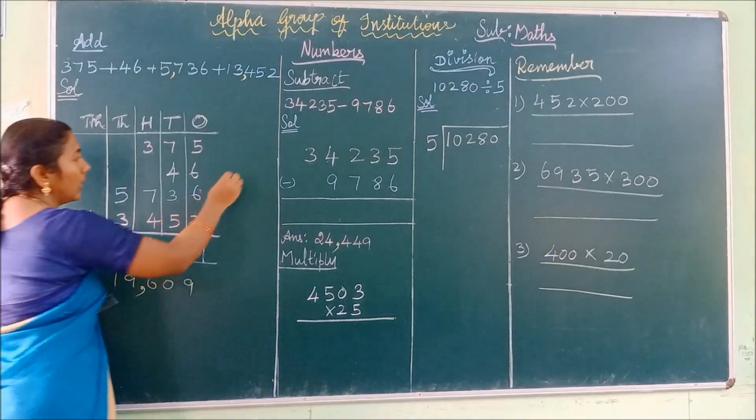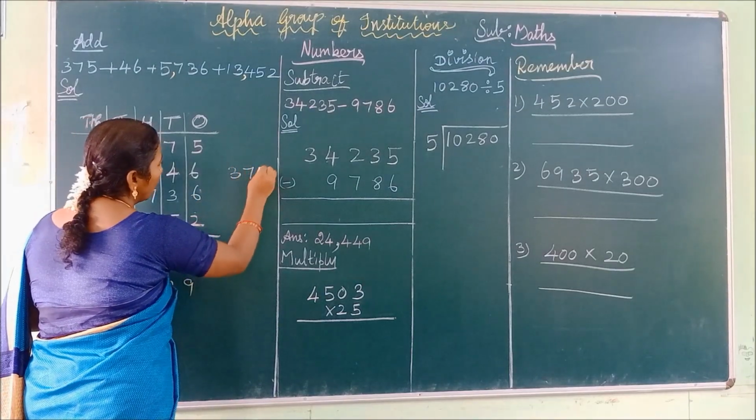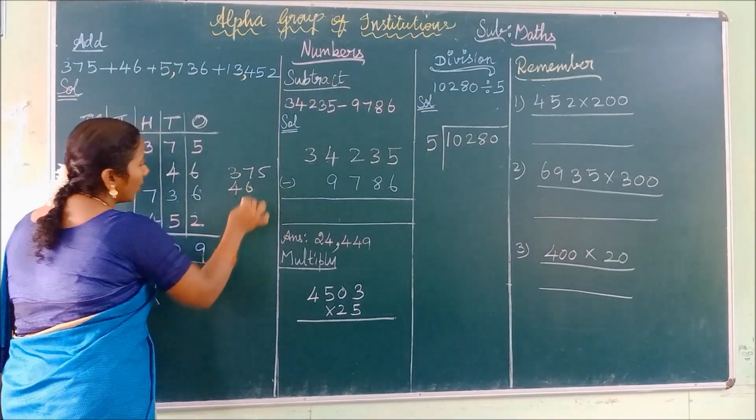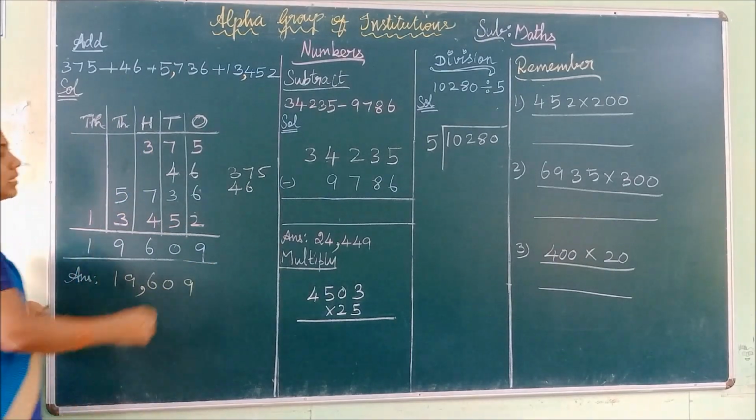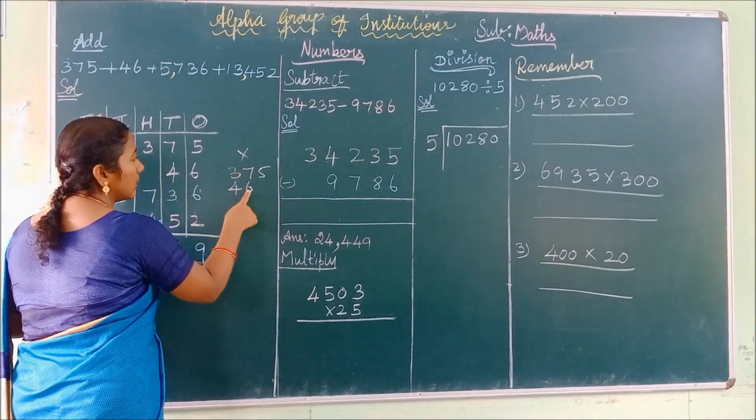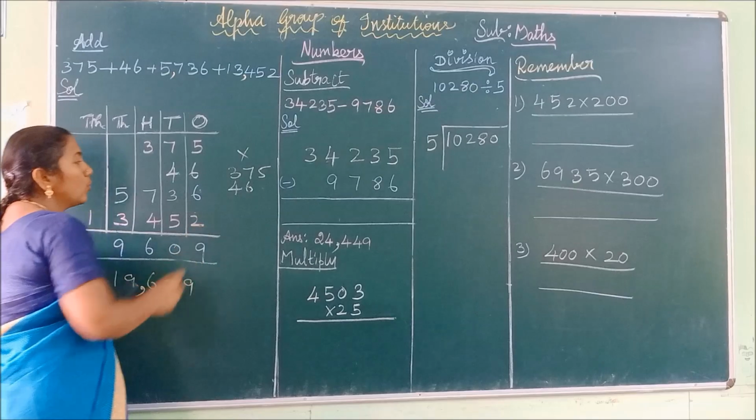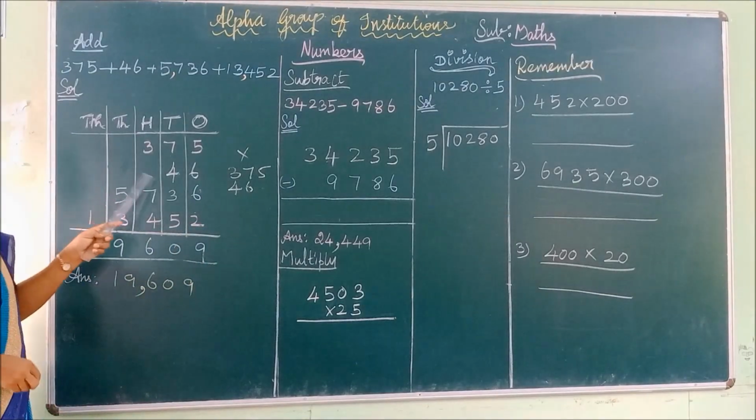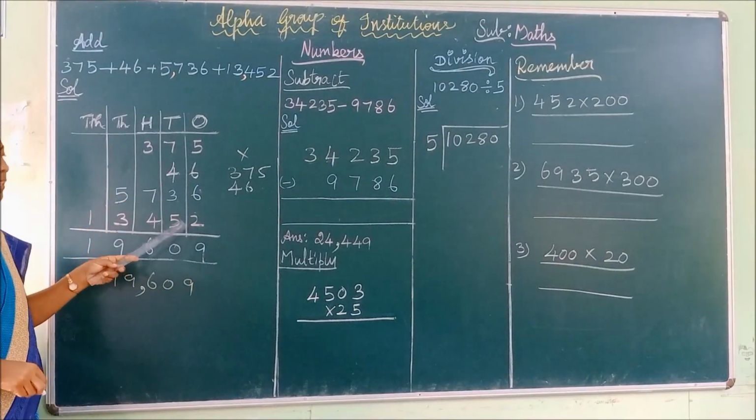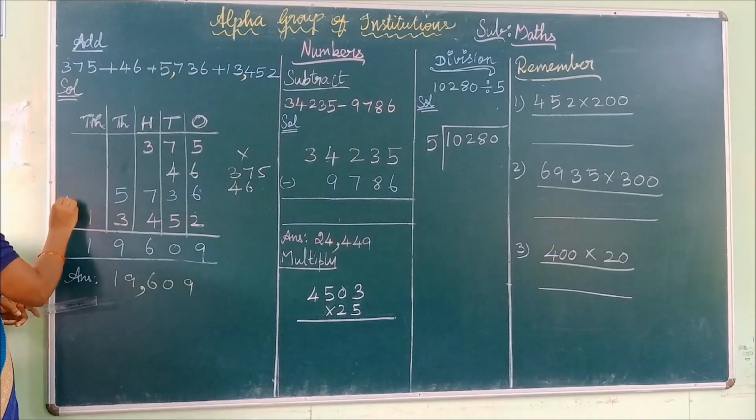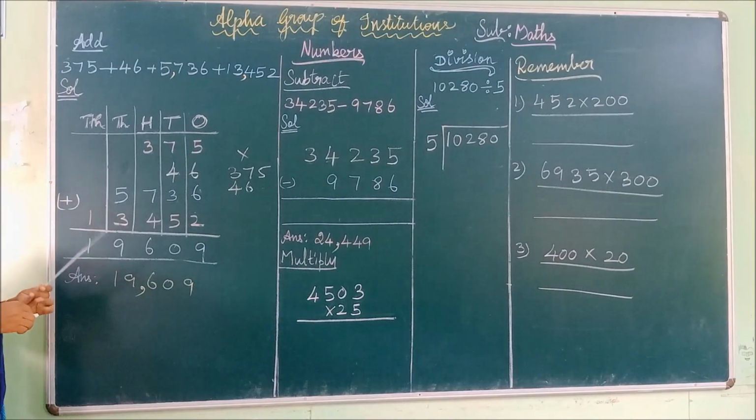By mistake you may write 375 and then write the 46 like this. It is wrong. You have to write the 6 in the place of ones. So you have to maintain the place values of the given numbers. Then only you get the correct answer. Now we are going to add these numbers.